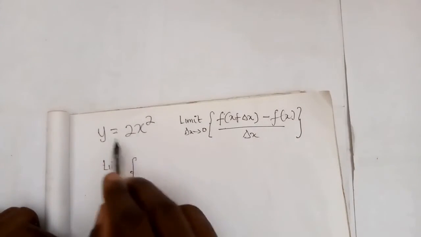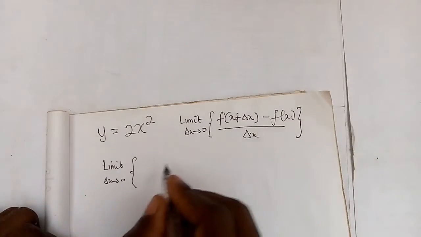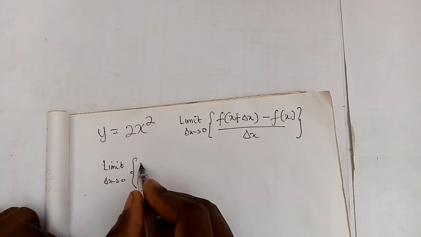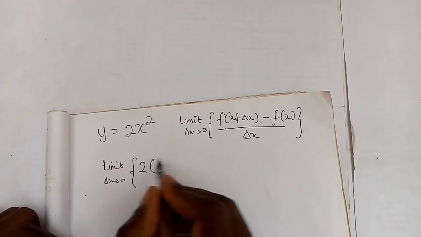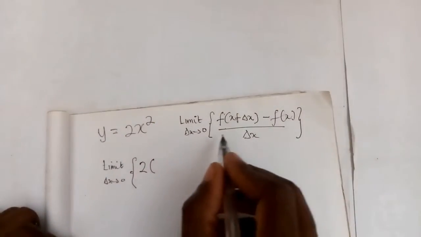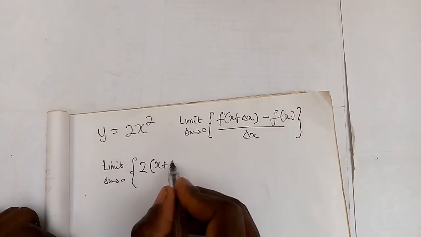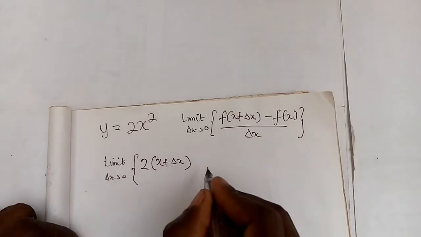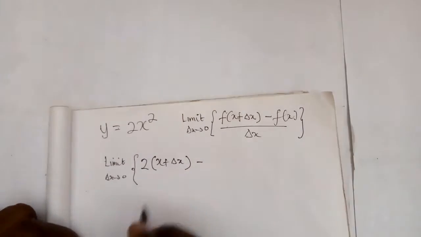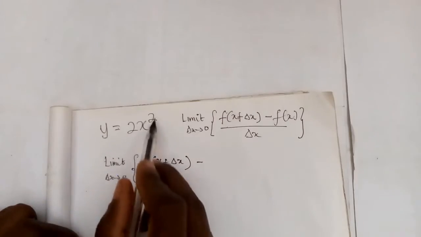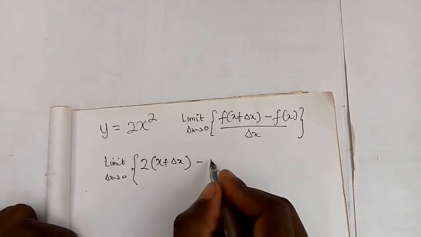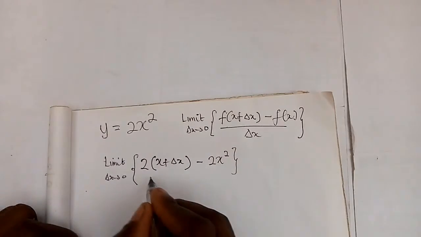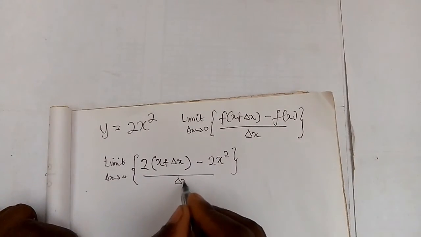This 2 being a constant will be outside the first bracket. So it's going to be 2 here, and then you put everything in a bracket, like that. So x plus change of x here, minus, what is the f of x? The f of x is the whole of this one, 2x squared. So minus 2x squared like this, and then all over your change of x.